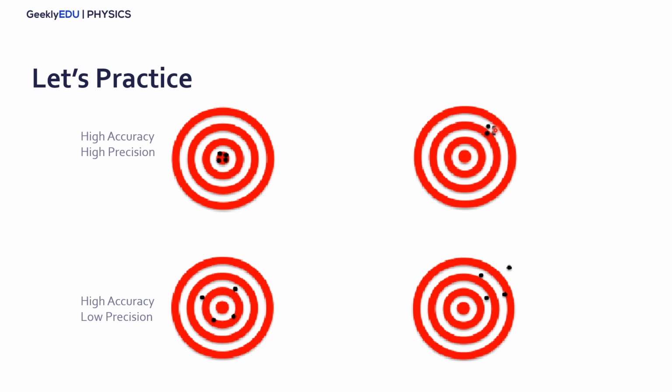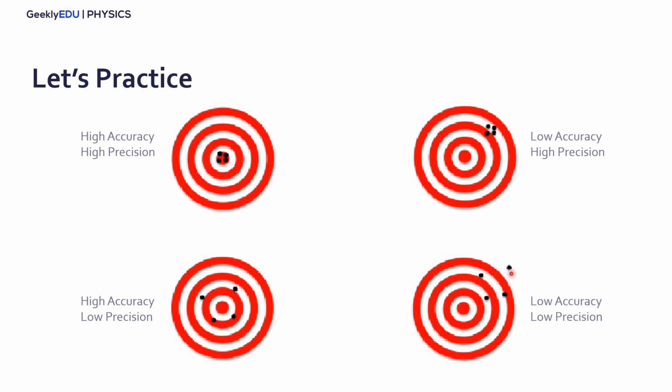If we go to this one, top right target, we see that the shots are not close to the center, but they are very close to each other. It means low accuracy, okay, far from the center, but high precision. 4 shots are very close. And the last one, I think that's the loser, right? Because all the shots are far from the center of the target and they are very sparse. So it has a low accuracy, far from the center, and low precision. The shots are not close to each other.